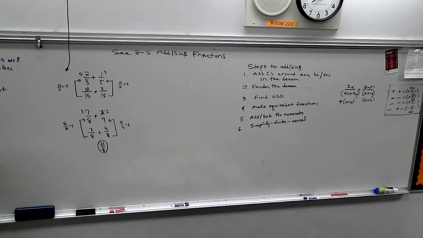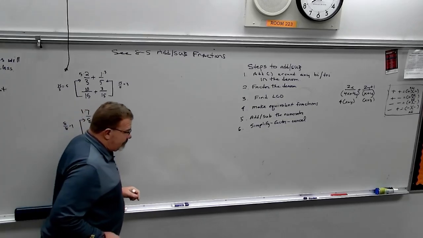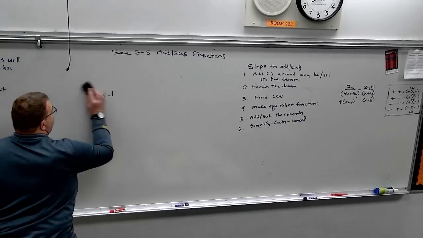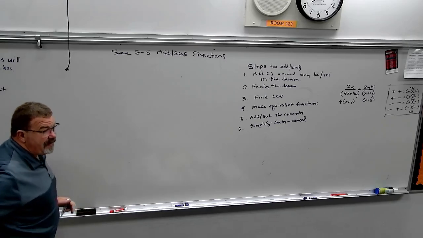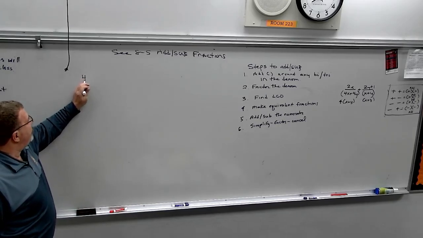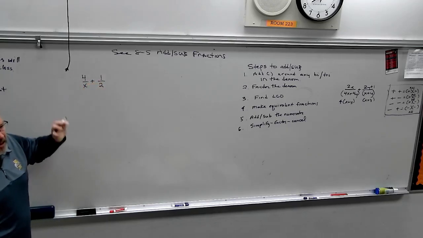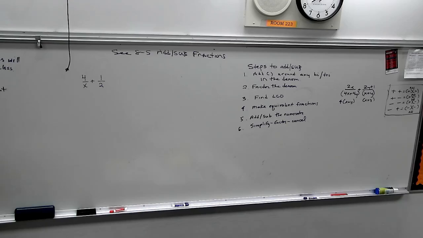Okay, do you see how this works? We're going to do the exact same thing with variables. We do nothing different. It's just that it's a little bit more algebra work now. Okay, we good so far? All right, here we go. I'm going to need to erase this. So now let's throw some variables at you. 4 over x plus 1 over 2. Like I said, we're going to start off pretty easy.